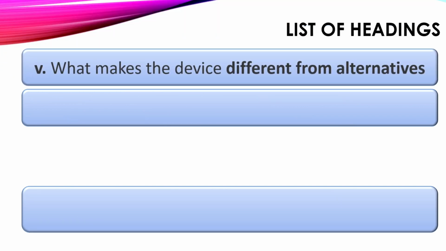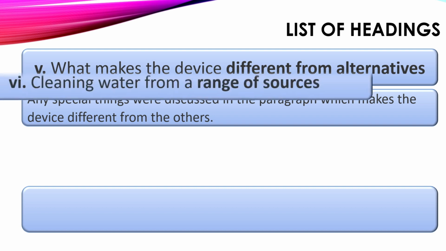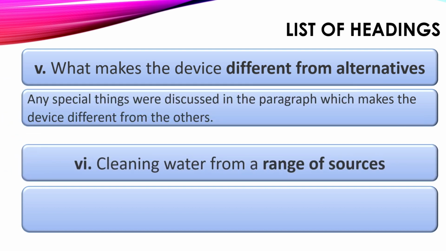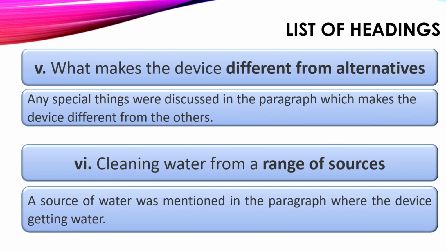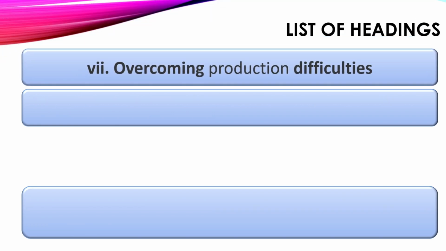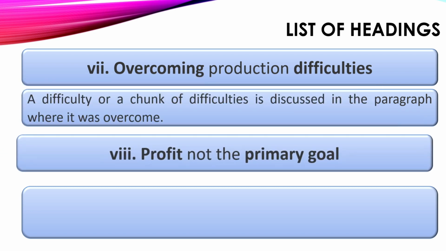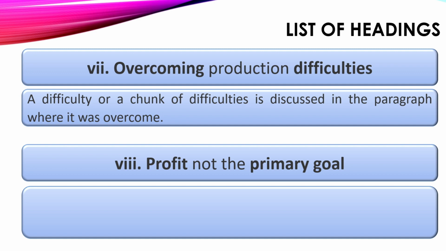The keyword we have selected for the fifth heading is different from alternatives. Any special things discussed in the paragraph which make the device different from the others. Range of sources is the keyword for the sixth heading. This means a source of water was mentioned in the paragraph where the device gets water. Overcoming difficulties is the keyword we selected for the seventh heading. A difficulty or a chunk of difficulties is discussed in the paragraph where it was overcome.